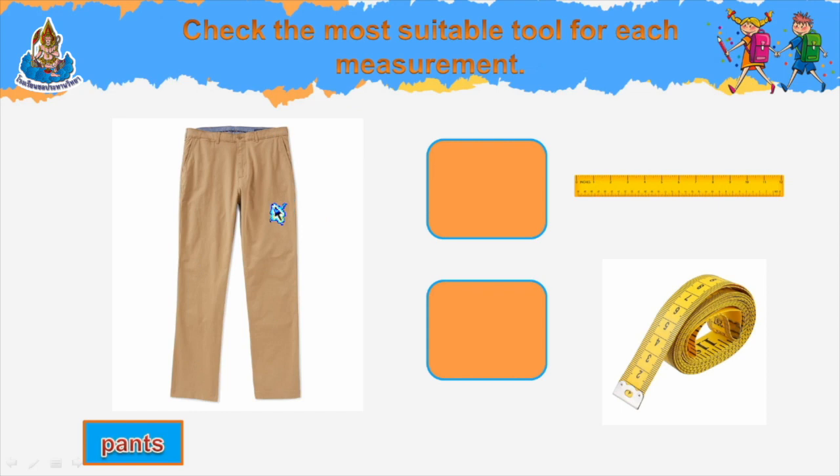So look at this. What is this? These are pants or trousers. How are we going to measure this one? Which one should we use? This one or this one? Can we use this one? Can we use this? Yes. We're going to use a plastic tape measure. As I've said a while ago, we use plastic tape measure to measure clothing.